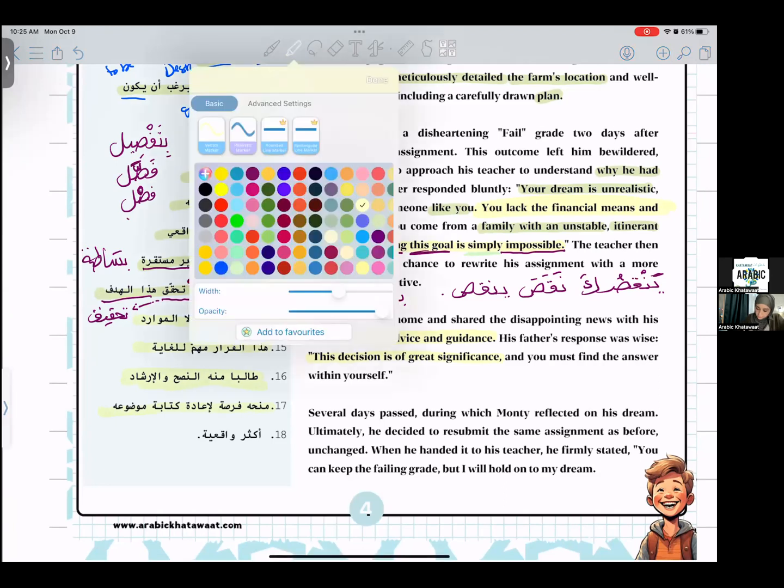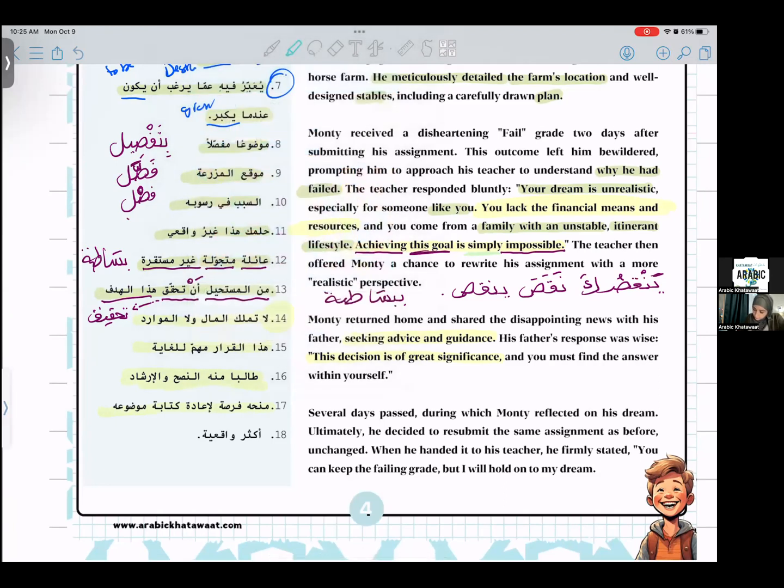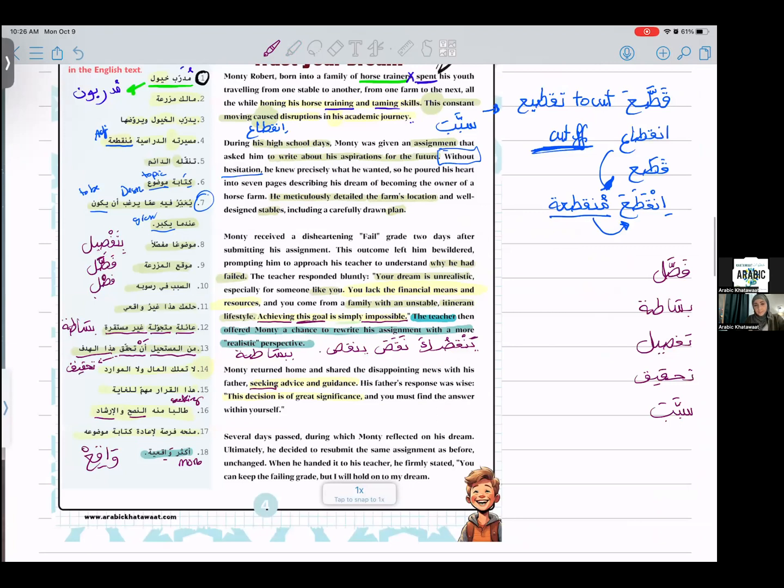So now I have to go to this part. منحه. So we're talking about the teacher offered him منحه to rewrite with a more realistic approach or perspective. Here we go. أكثر واقعية. Realistic, perspective, like more realistic. If you're thinking about more, and واقعية, realistic, and think about واقع. طالبا seeking. طالبا. النصح الإرشاد. And here is my English and Arabic.